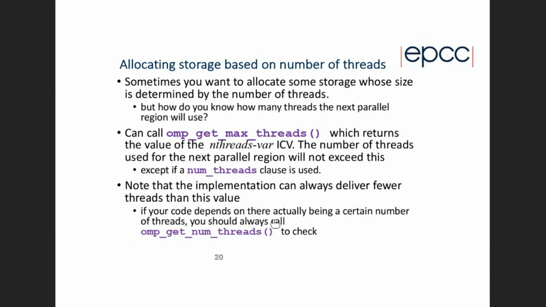So it's generally good to avoid writing code that depends on there actually being a certain number of threads. For some parallel patterns, it's difficult to avoid, but it's best to try not to do that. If you do, then you should always, when you're inside a parallel region, call OMP num threads to check whether you actually got the number that you expected or needed, and fail gracefully if you did not.